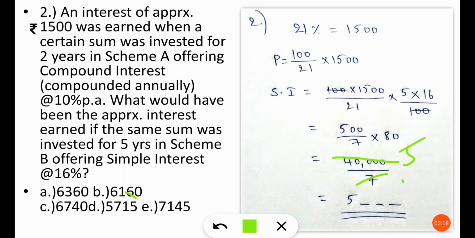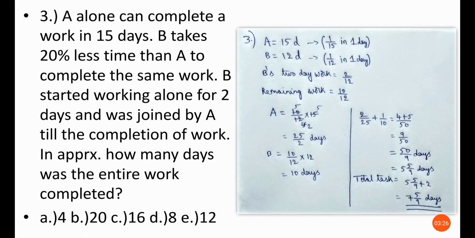There is only one option starting with 5. There is only one option with 5,715. So option D is the right answer. Moving to the third question.